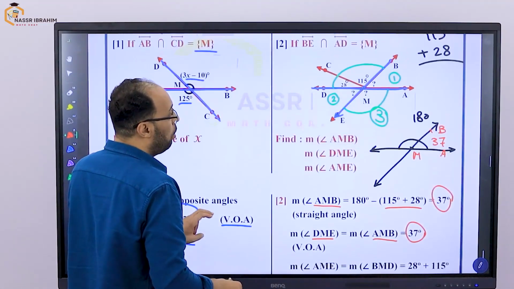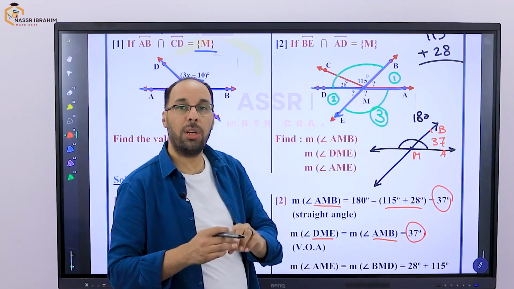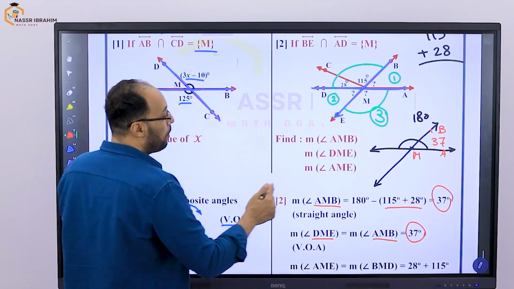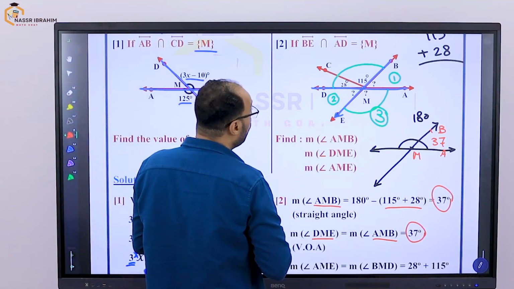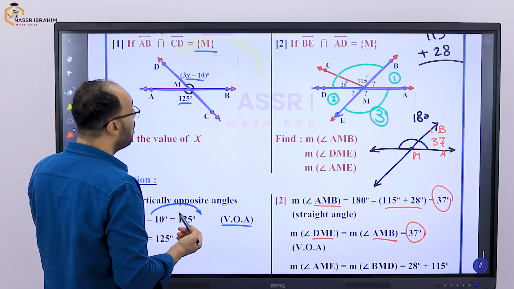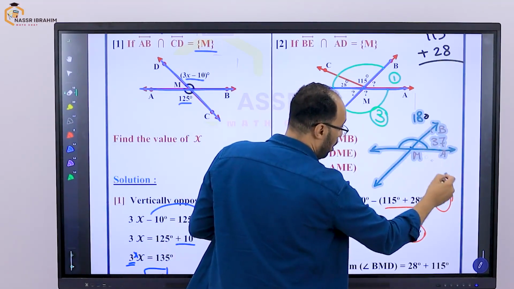Okay? The third one, AME, we have three ways to get this measure. Okay, I'll start from the beginning to find its measure.